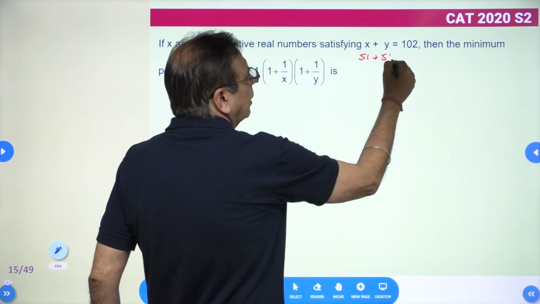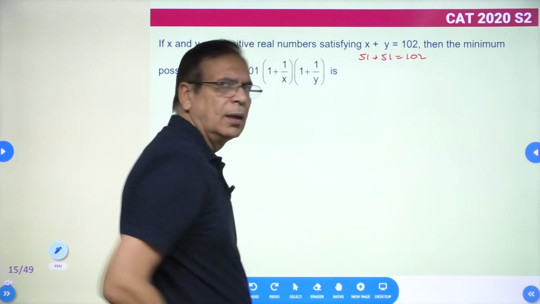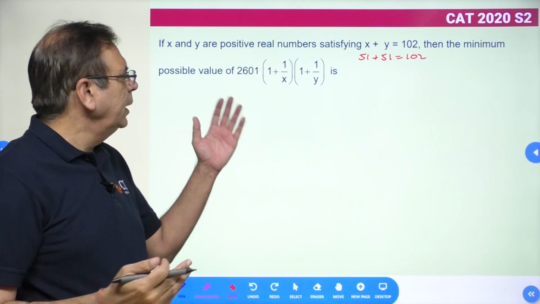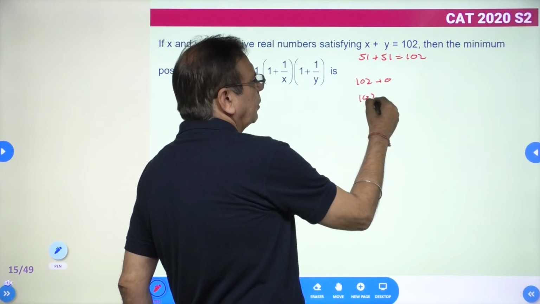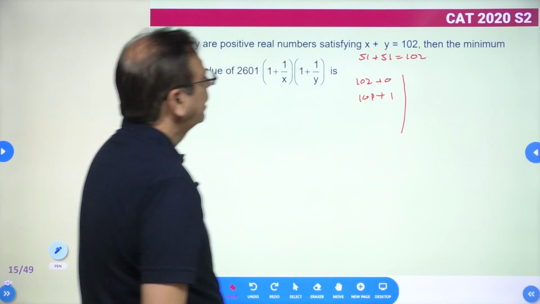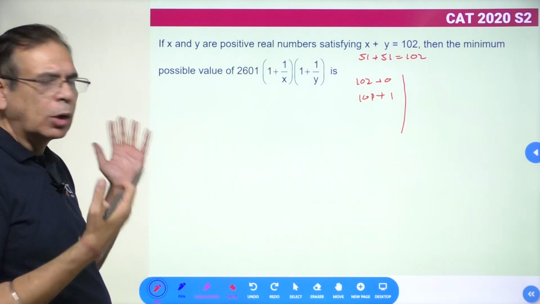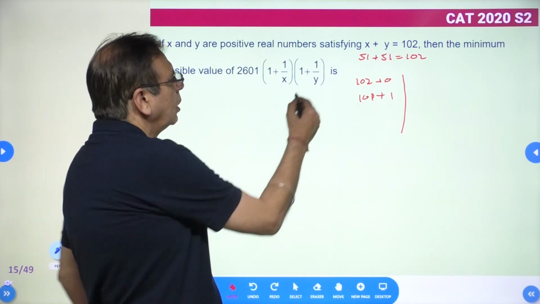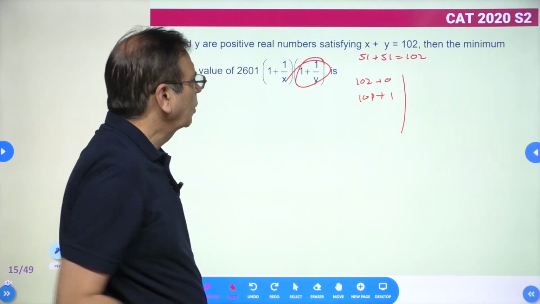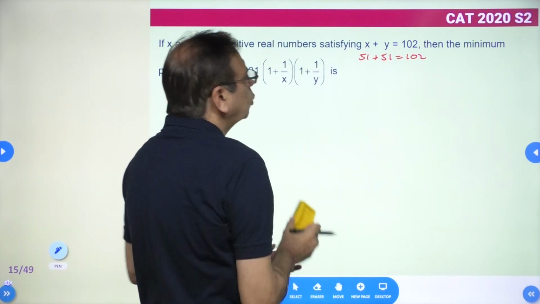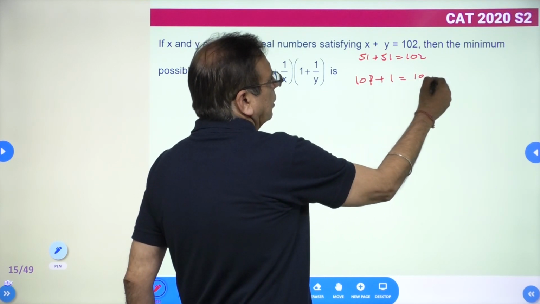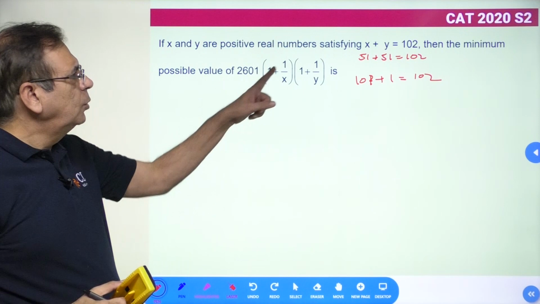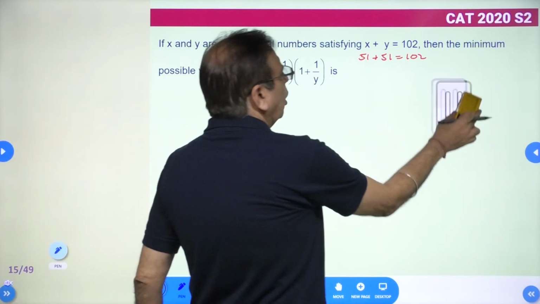51 plus 51. Both x and y are equal. The other extreme could be 102 plus 0 or 101 plus 1, depending upon what the question is saying. I cannot take 0 because then this will become infinity. So if I have to look at the extremes, the two extremes for me are these. Now always start with the mid one because that is always easier to handle.